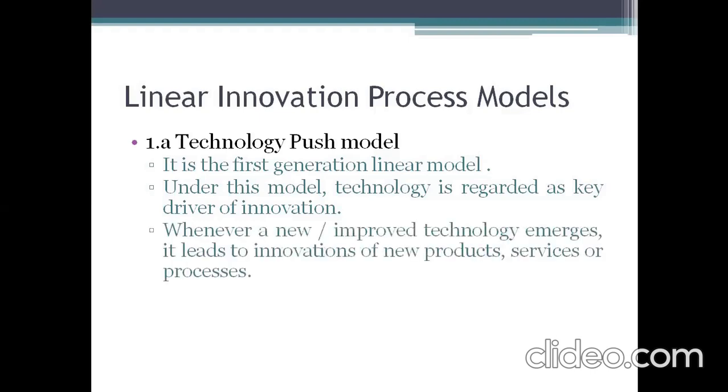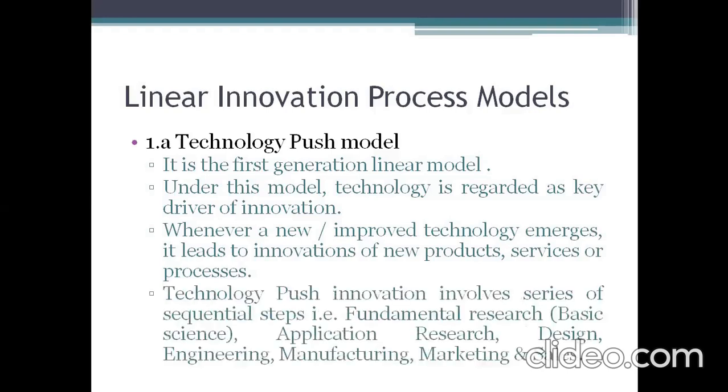Whenever a new or improved technology emerges, it leads to innovation of a new product, service, or process. And technology push innovation involves a series of sequential steps like fundamental research, application of research, designing, engineering, manufacturing, marketing, and sales. Through these steps you can understand how this works in the laboratory, or the experiment lab.